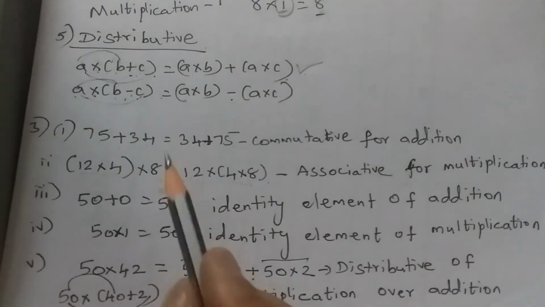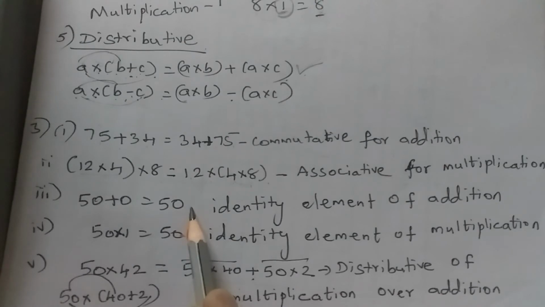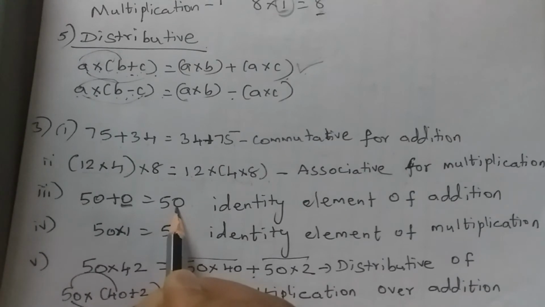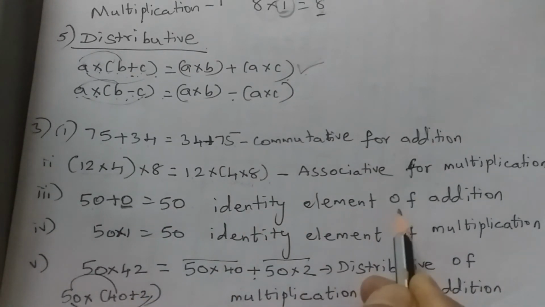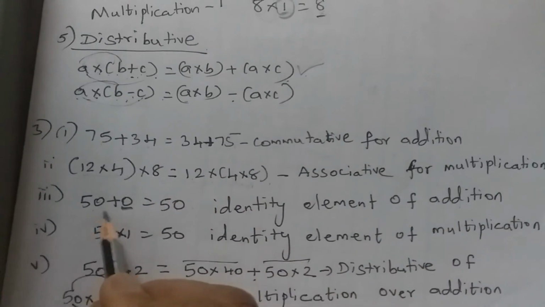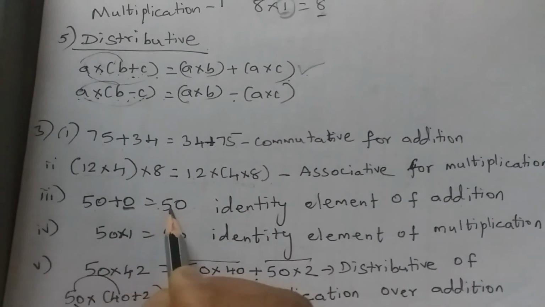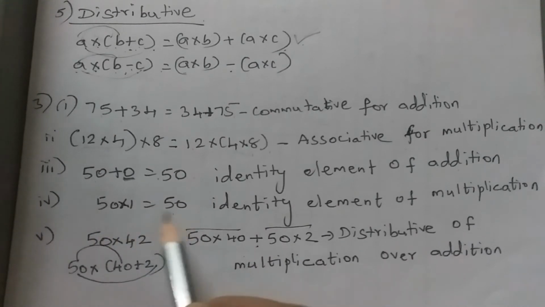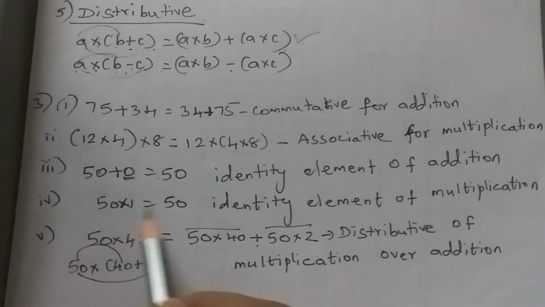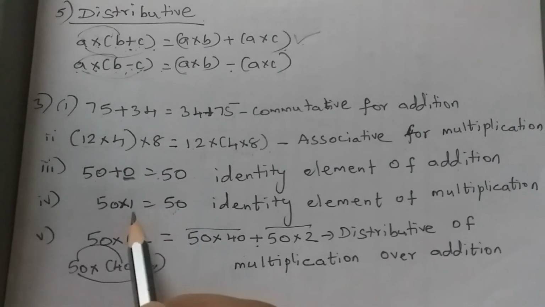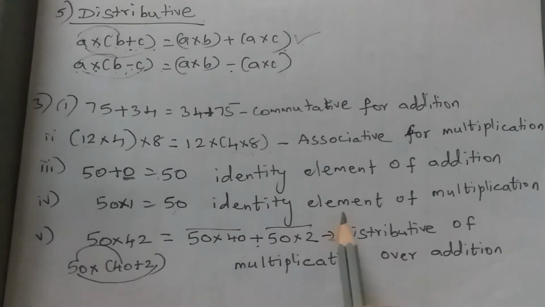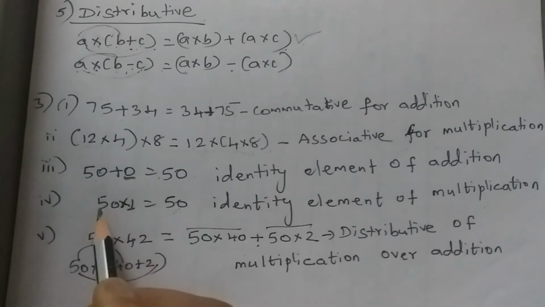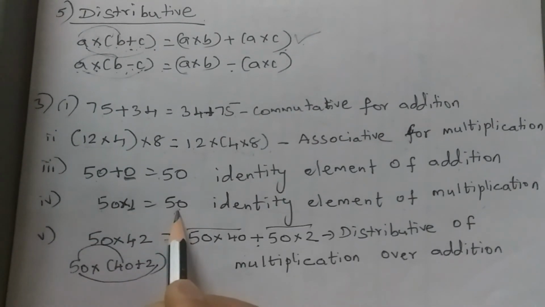And the next one, 50 plus 0 is equal to 50. What is it? Can you guess? Any number you add 0 to, we get the same number. So this is the identity element of addition. Then 50 into 1 is equal to 50. A number multiplied by 1 gives the same number. It is the identity element of multiplication. The identity element of multiplication is 1. When 1 is multiplied by any number, we get the same number.